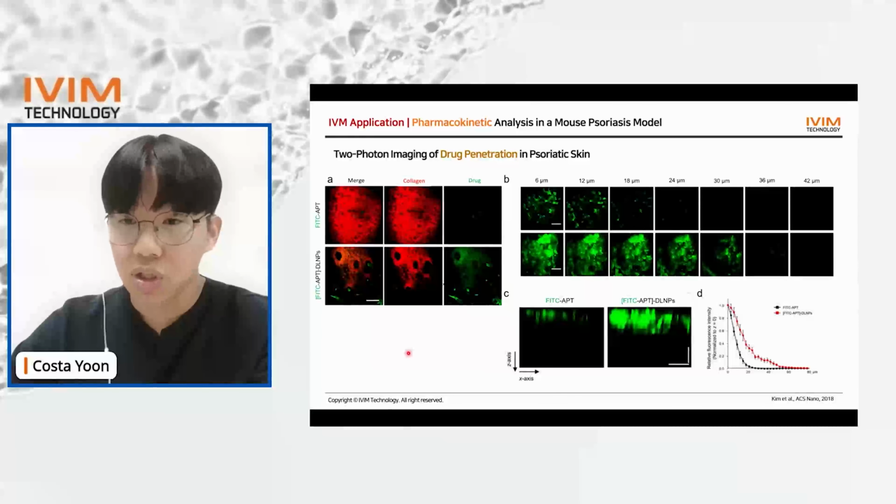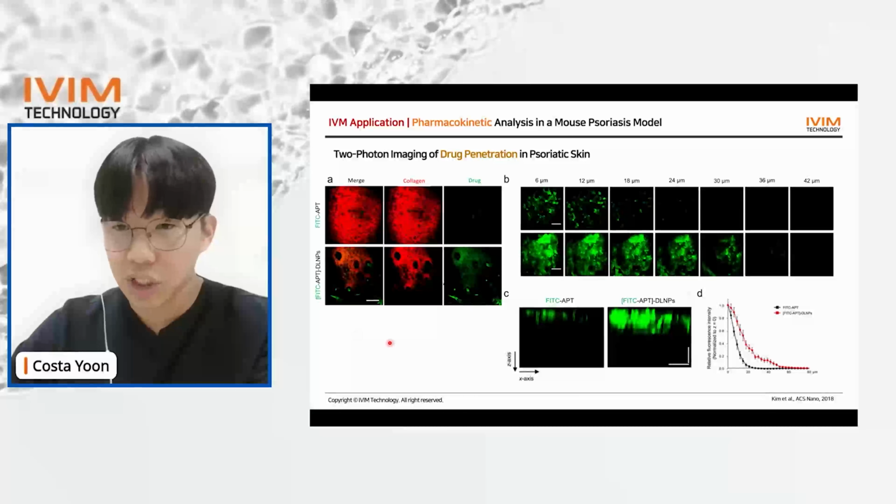This slide shows two photon images of psoriatic ear skin after topical application of either the free drug or DNP formulated drug. The red signal represents collagen in the dermis, while the green signal represents the fluorescently labeled drug. In figure A, very little drug signal was detected in the SHG positive dermal region following application of the free drug. In contrast, after application of the DNP formulated drug, a strong drug signal was clearly observed within the dermis.